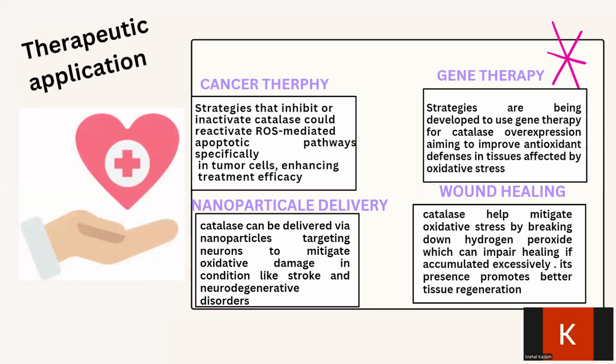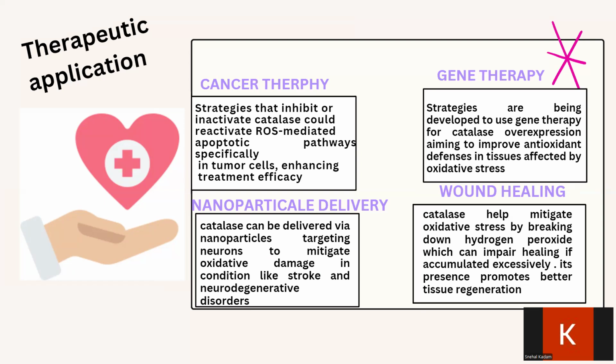Therapeutic application. Cancer therapy. Strategies that inhibit or inactivate catalase could enhance reactive oxygen species mediated apoptosis pathways specifically in tumor cells, enhancing treatment efficacy. Gene therapy. Strategies are being developed to use gene therapy for catalase overexpression, aiming to improve antioxidant defense in tissue affected by oxidative stress.